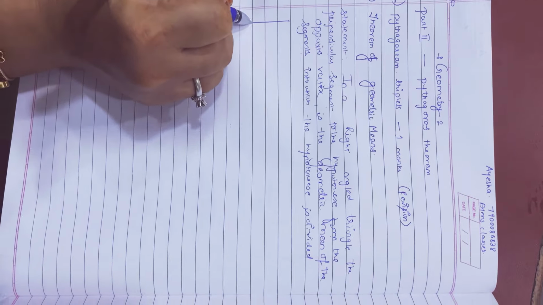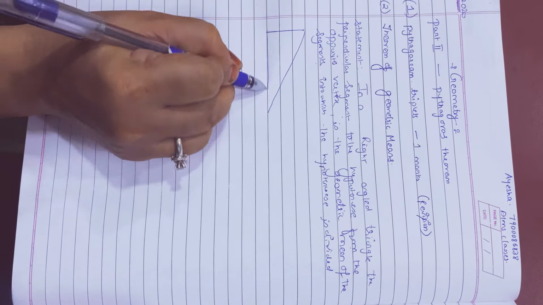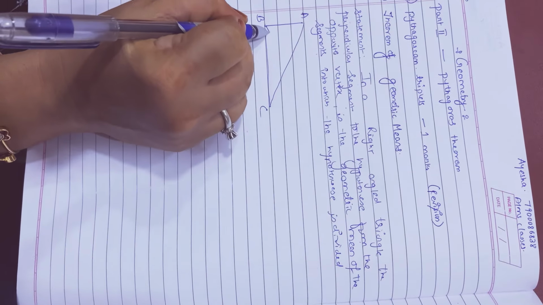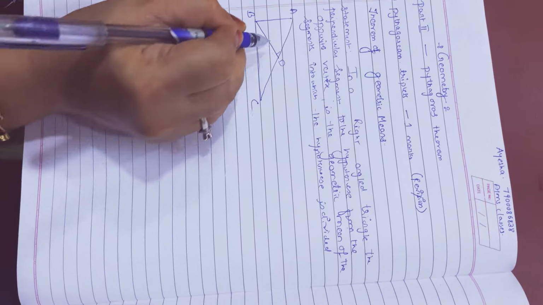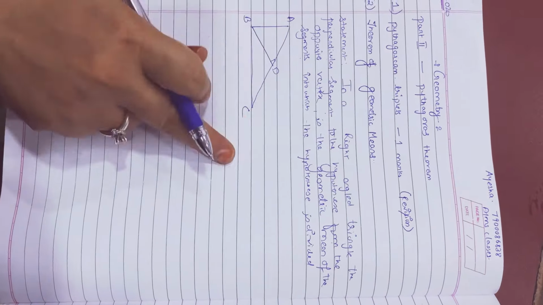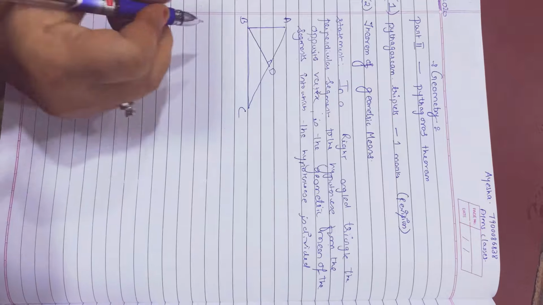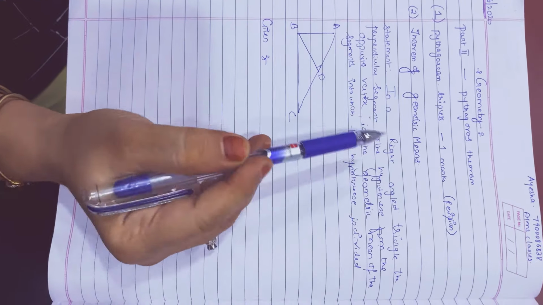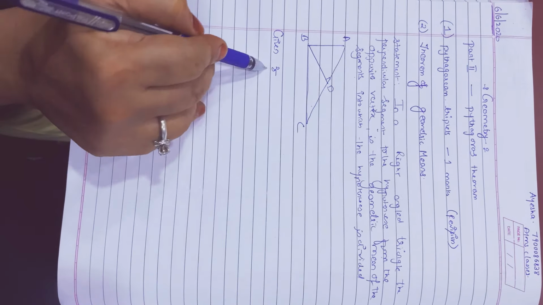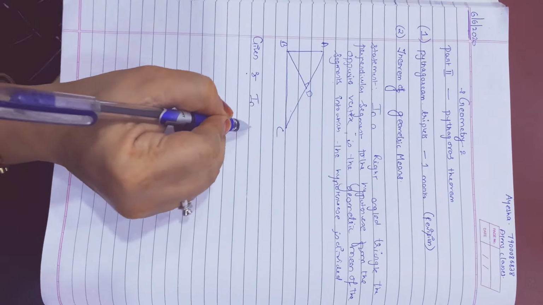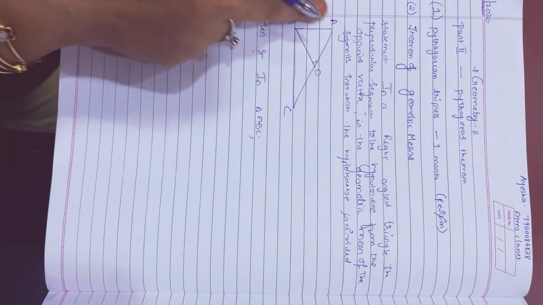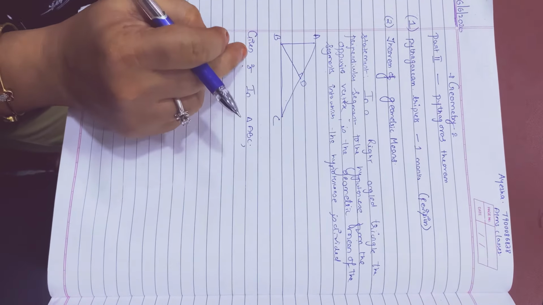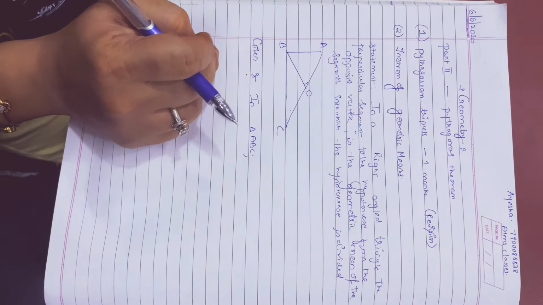This is a right angle triangle, A, B, C. BD is perpendicular to side AC. What is given? In a theorem, we have to write the statement, then we will draw the diagram, then we will continue with the given. In triangle ABC, observe the figure. Once you observe the figure, you will get exactly the given and the proof.